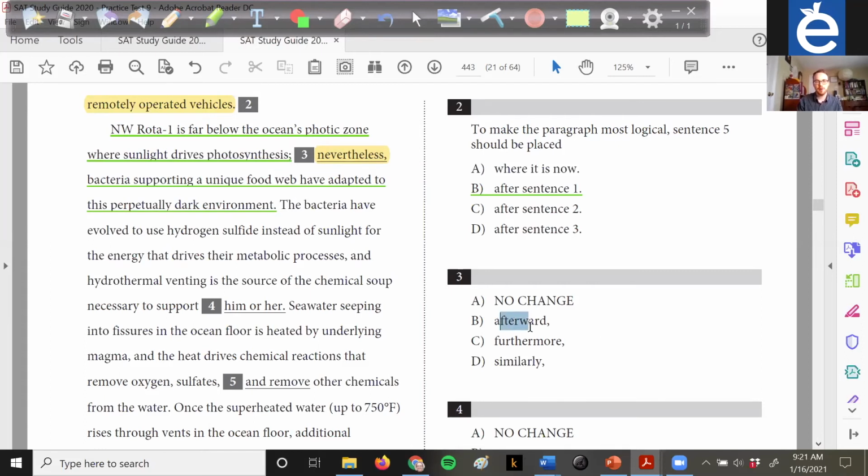And as you can see, the choices we're being given in option 3 are all different transition phrases that we could use. And yeah, for me, I see that connection really strongly. So they're far beneath where sunlight could reach. However, they have adapted to this perpetually dark environment. The bacteria are still doing well, right? So that's what would lead me to A in number 3. Any questions so far? Is that making sense?